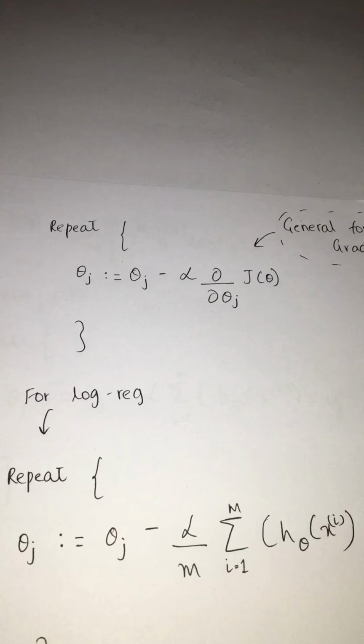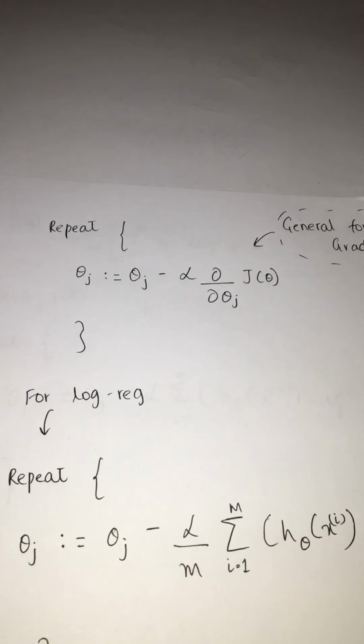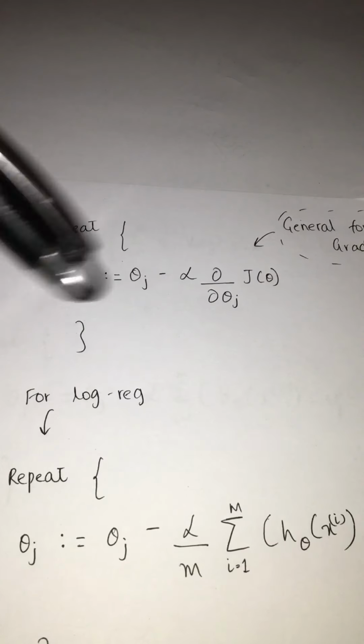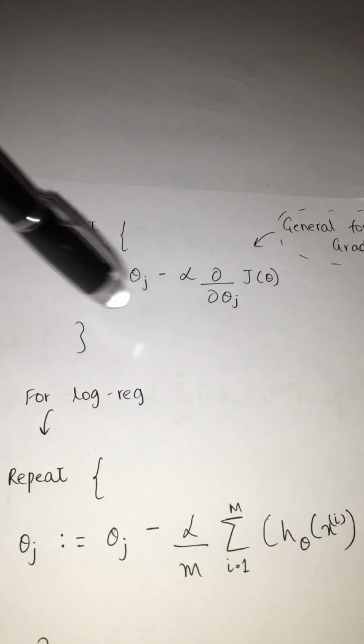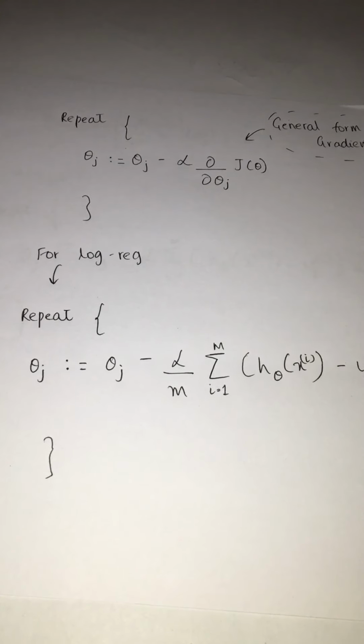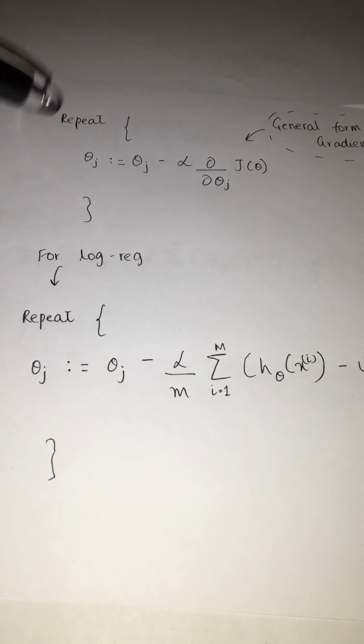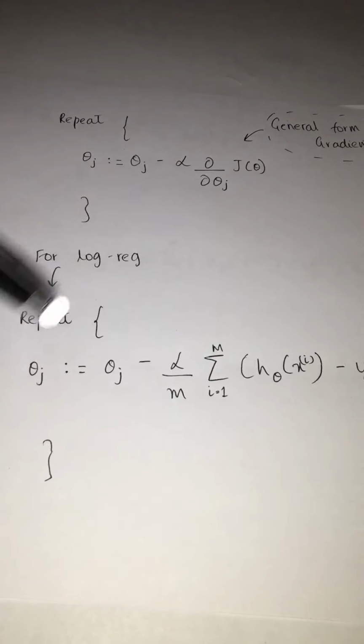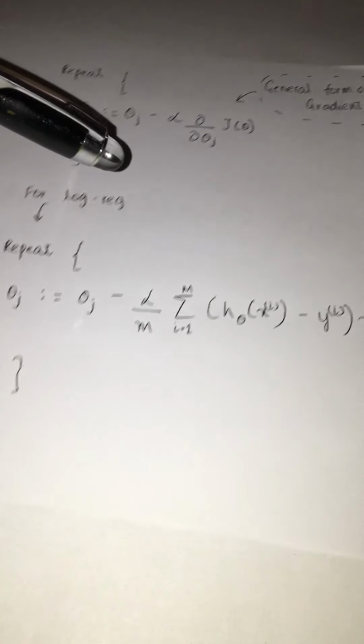Now we have to make sure that you take small steps, but you do not overshoot the minimum. What you basically do is multiply by a learning rate. Right? This is what the general form of gradient descent is. So coming to logistic regression, this is gradient descent applied to logistic regression only.